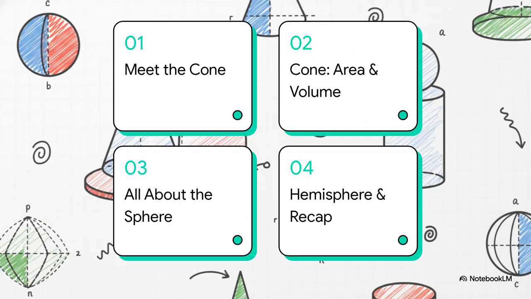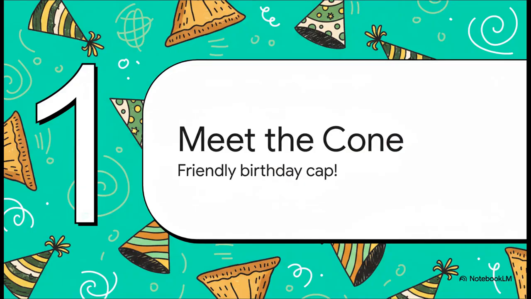So, here's our game plan for today. Super simple. We'll meet the cone, get friendly with its formulas, then we'll roll over to the sphere, and we'll finish up with the hemisphere. I promise you, by the end of this, everything will be crystal clear. Alright, first up, the cone.